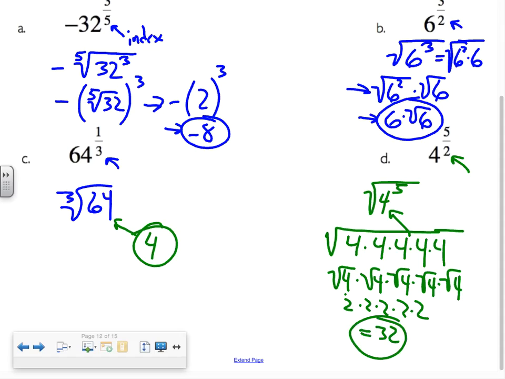So sometimes think about how you can find a perfect square if you're looking at an index of 2 in something like 4 to the 5th.